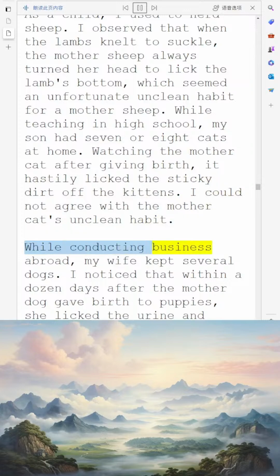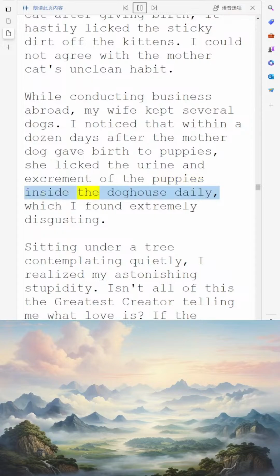While conducting business abroad, my wife kept several dogs. I noticed that within a dozen days after the mother dog gave birth to puppies, she licked the urine and excrement of the puppies inside the doghouse daily, which I found extremely disgusting. Sitting under a tree contemplating quietly, I realized my astonishing stupidity. Isn't all of this the greatest creator telling me what love is?